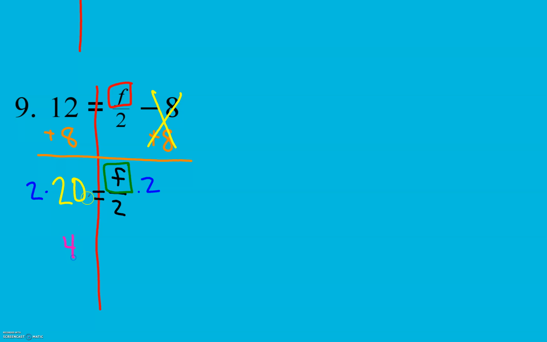Here I get 40. And 2 divided by 2 is 1. 1 times f is just f. So 40 equals f. We want to check it to see if we're right. 12 equals f, which we said is 40.